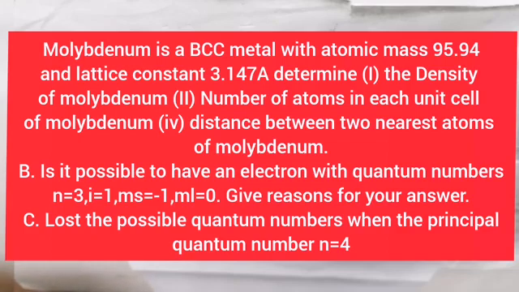Finally, the question still continues and it says, list the possible quantum numbers when the principal quantum number n is equal to 4. Alright, so let's start with the first part of the question. First part of the question says, molybdenum is a BCC metal with atomic mass of 95.94. So we'll get down our parameters.